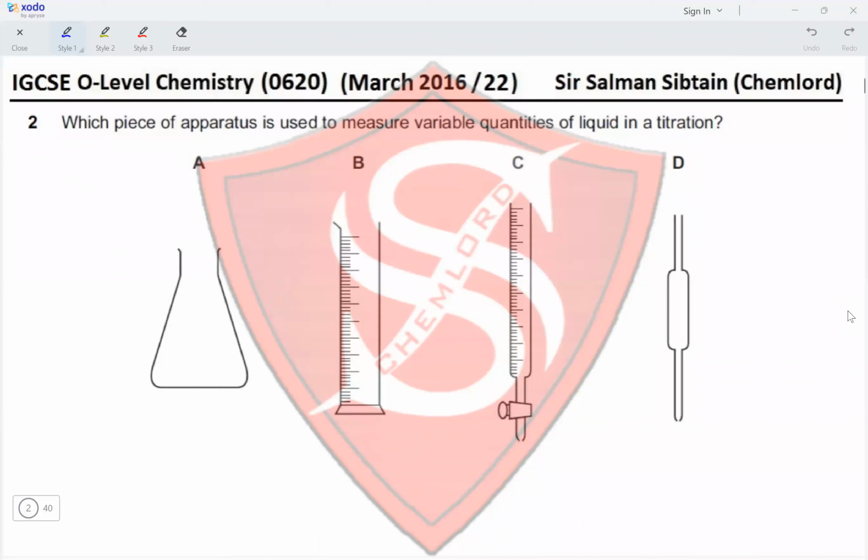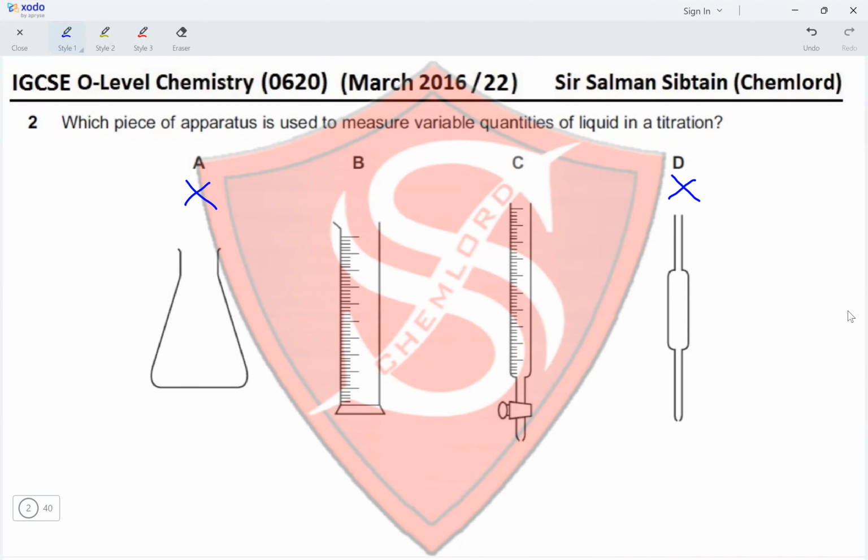Question 2. Which piece of apparatus is used to measure variable quantities of liquid in a titration? So we need to measure variable quantities of a liquid. Option A is not used to measure quantities at all. It's a conical flask. Option D is used to measure fixed volumes in a titration. We are left with options B and C.